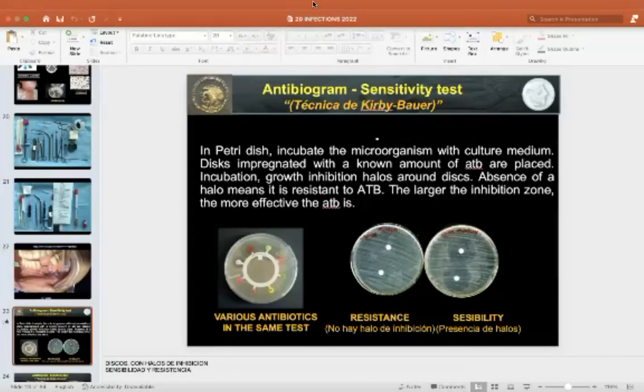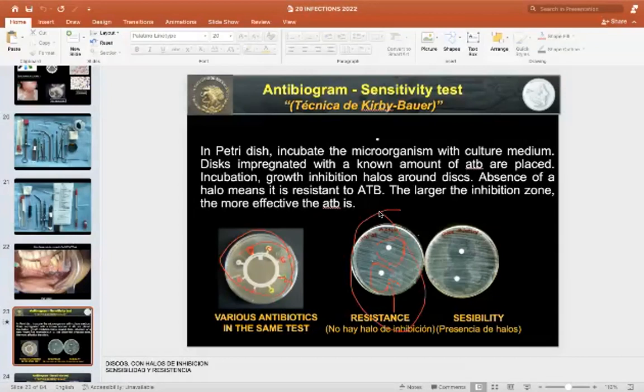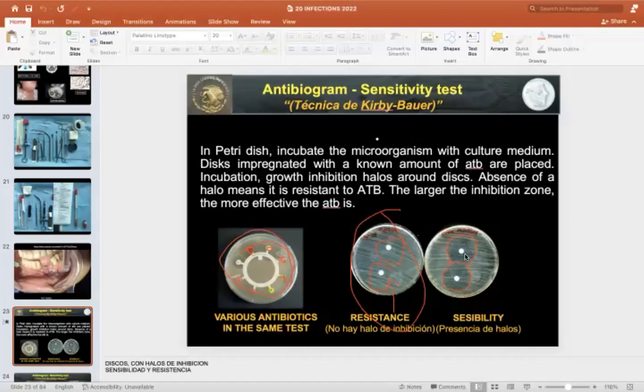Okay, so what we have in here are the results. Usually we have the different antibiotics being tested, and we make a Petri dish to grow the bacteria. When we see resistant, which means that the antibiotic is not effective, we'll have growth in all the area of the Petri dish. But if we have something like this, we can see that the antibiotic is already working.